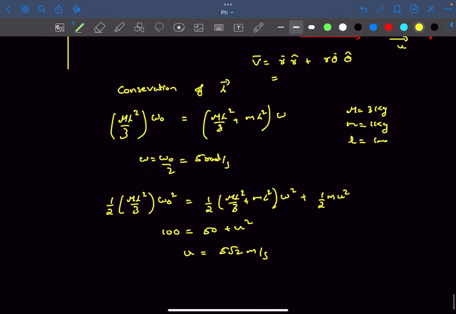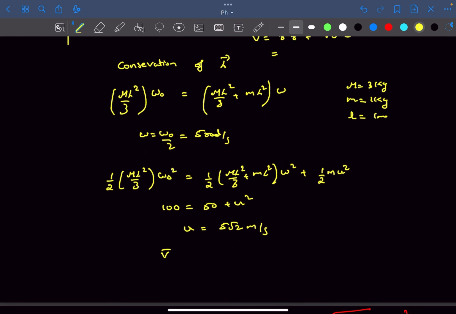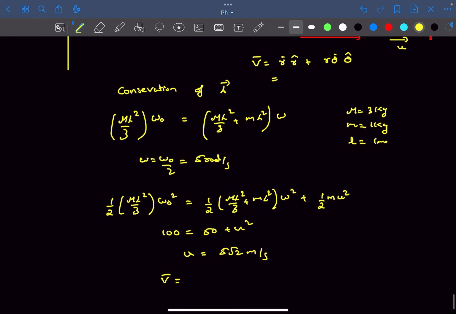per second. So finally we can write the velocity vector of the bead as r dot, which is going to be u, and u we determined as 5 root 2, in the r cap direction, plus r theta dot, where r is going to be 1 meter and theta dot is going to be 5, so this is going to be 5 in the theta cap direction. So this is the final velocity vector of the bead.